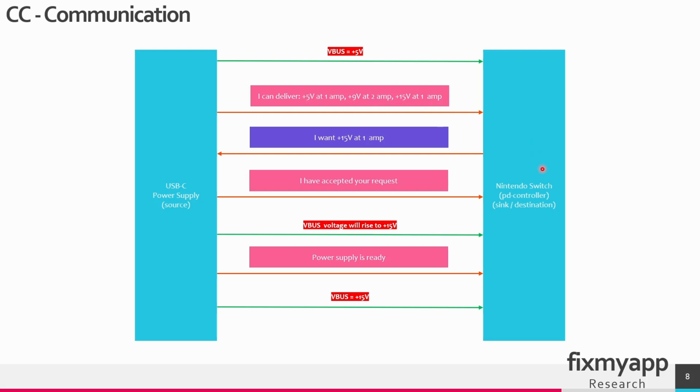The power delivery controller in the Nintendo Switch will choose one of those options. So let's say it wants 15 volt at 1 amp. It will send a message back to the power supply. The power supply will send a message that it accepted the request. At that point, the power supply will raise the V bus voltage to plus 15 volt. Then it will send a message back to the power delivery controller that the power supply is ready. After the message has been sent, the voltage on the V bus is 15 volt. So as you can see, all this communication between the controller and the power supply is done on the CC pin.